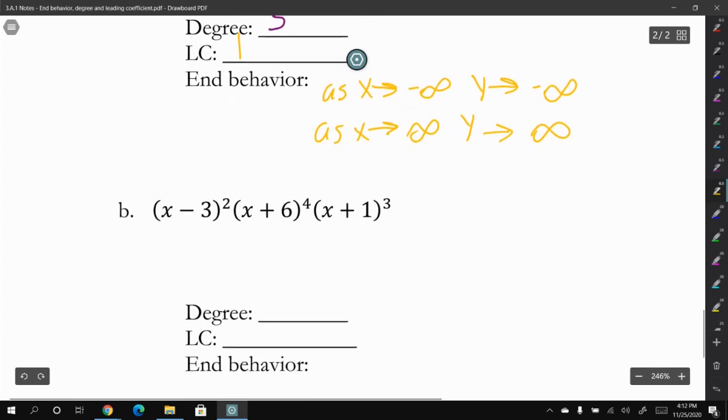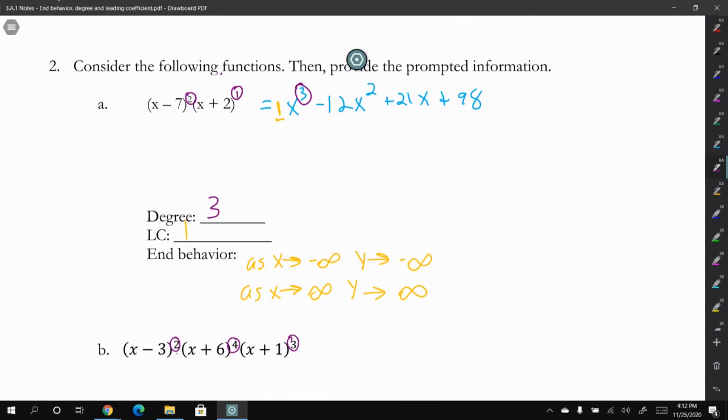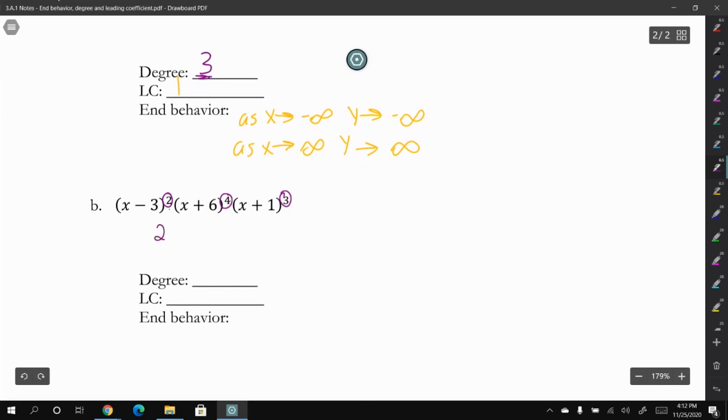When we look at something like letter B, we have 3 sets of parentheses, and we have a set of parentheses raised to the second power, 1 to the 4th power, and 1 to the 3rd power. So again, we could write all of this out and determine what the function is in standard form. But if we look back up here, look at what I circled in purple, 2 and then invisible 1. 2 plus 1 is 3. Okay. So if we can do the same thing down here where 2 plus 4 plus 3, this will give us our degree. So we get 9. So our degree is 9.